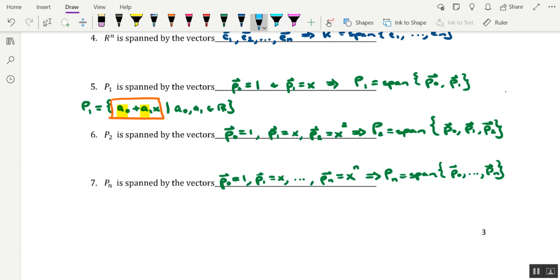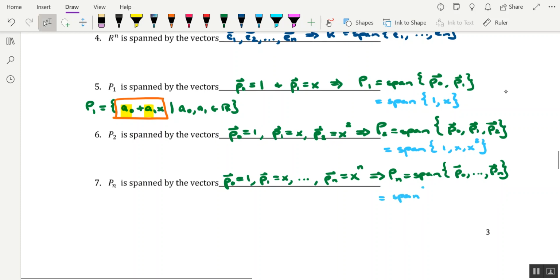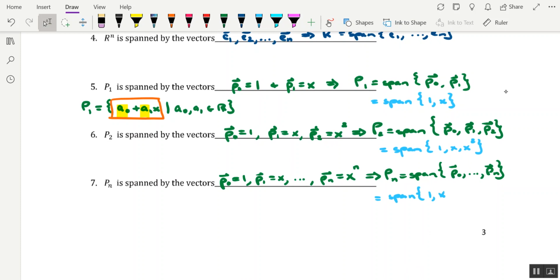I'm going to add a little more detail to these three polynomial spaces. P sub 1 is equal to the span of the polynomials 1 and x. I think that's a little more telling of what polynomials are being used. P sub 2 is the span of 1, x, and x squared. And P sub n is the span of the polynomials 1, x, all the way down to x to the n.